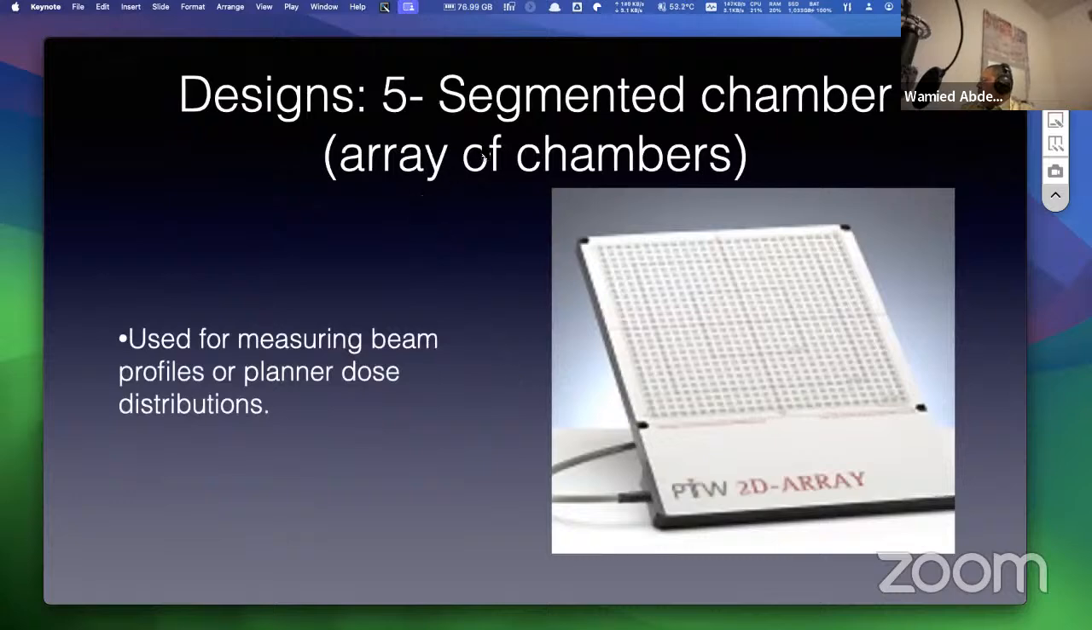Also, this is the fifth, another design. We have a segmented chamber, an array of chambers. This is an old problem. I don't know if they're using them nowadays or not.